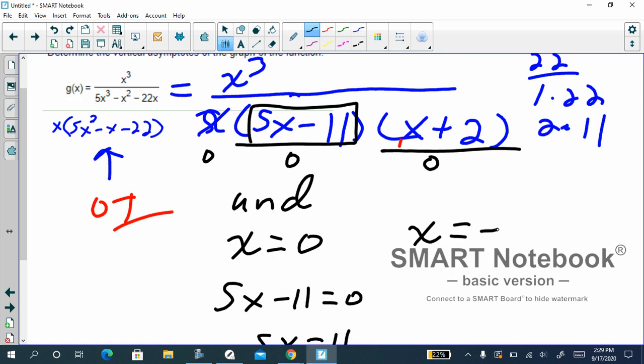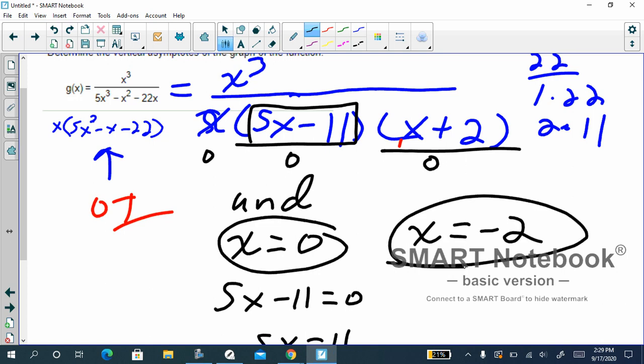x equals negative 2. So we got 3 values that make the bottom 0. But notice one of these. If we put a 0 into our function, we're going to get a 0 on top and a 0 on bottom. So if it's 0 on top and bottom, then that's not a vertical asymptote.